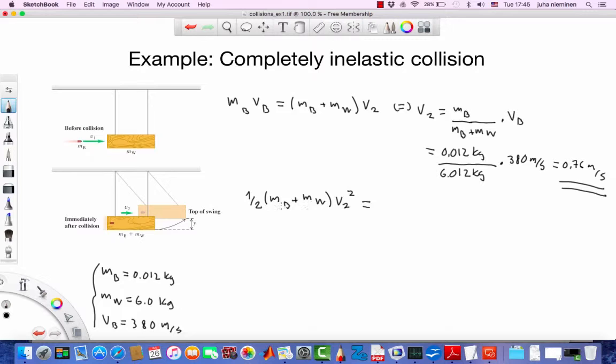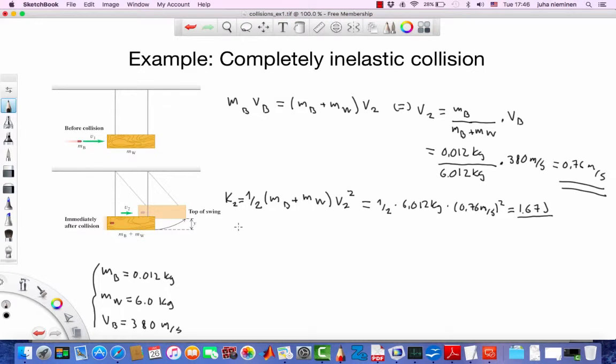And in fact, let's evaluate the amount of kinetic energy that we have after. So this is K2. Half times total mass 6.012 kg times the velocity squared, 0.76 meters per second squared, and that is 1.67 joules. Let's keep that in mind.